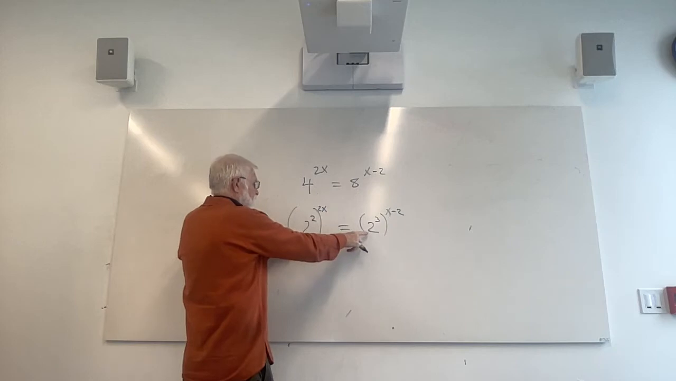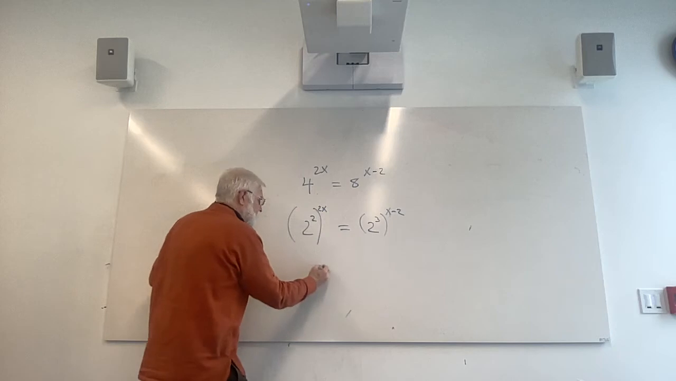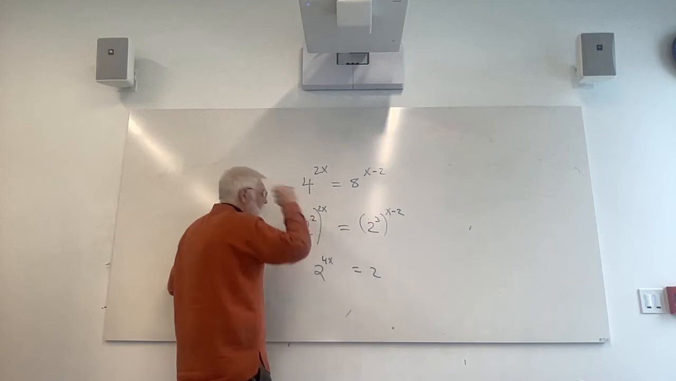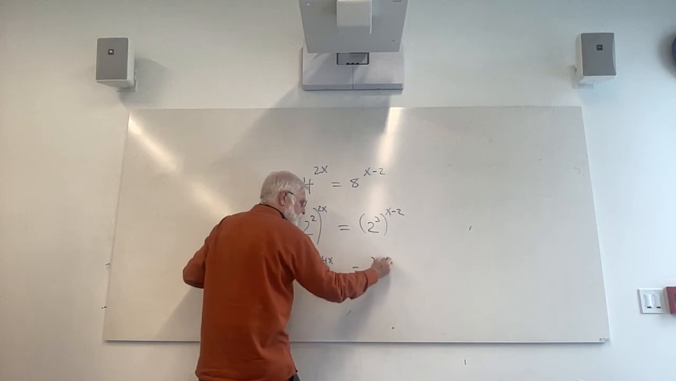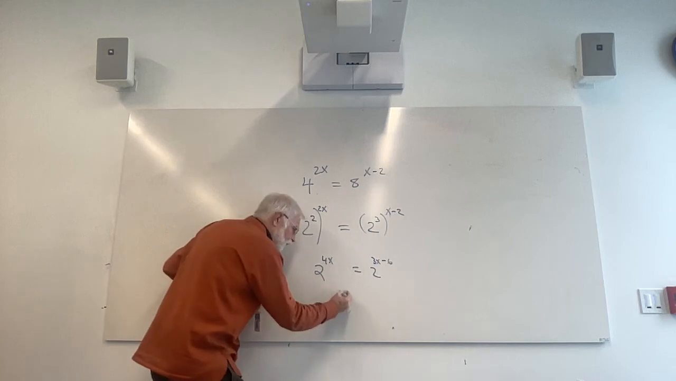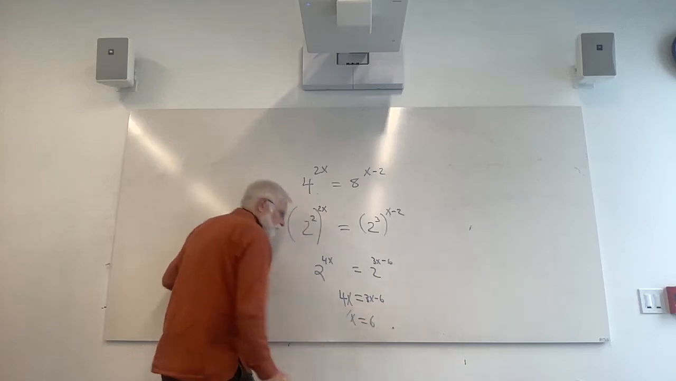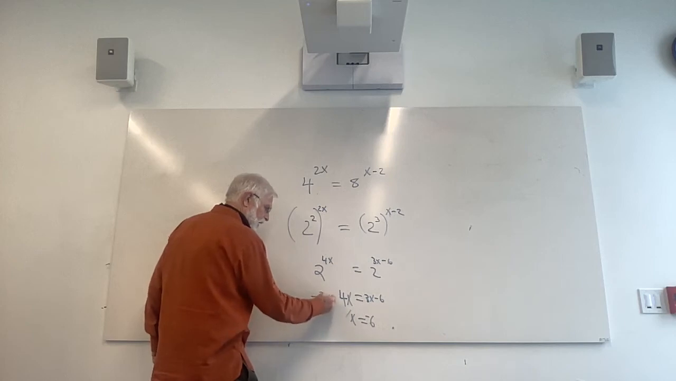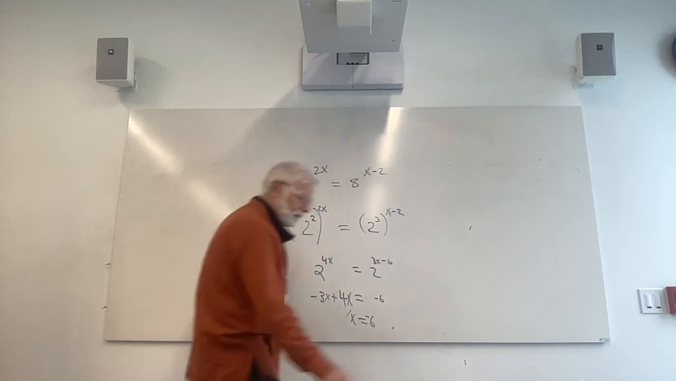If the bases are the same, then the exponential activity has to be the same. This becomes 2 to the 4x. This becomes 2 to the... be careful here. I'm multiplying something that has 2 parts, so I'm going to multiply both parts: 3x minus 6. Therefore, if these are equal amounts, then 4x has to equal 3x minus 6. So therefore, x equals minus 6, excuse me. Addition of 3x on this side is subtraction of 3x on that side. And I hope you can see why I brought that this way. That's that problem.